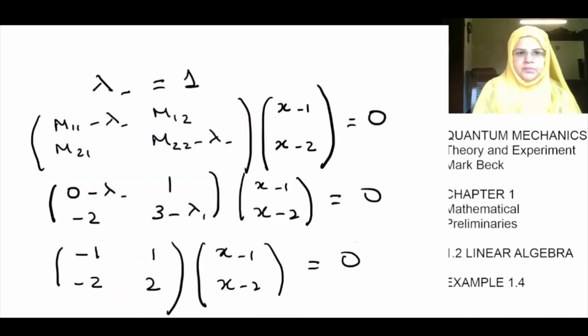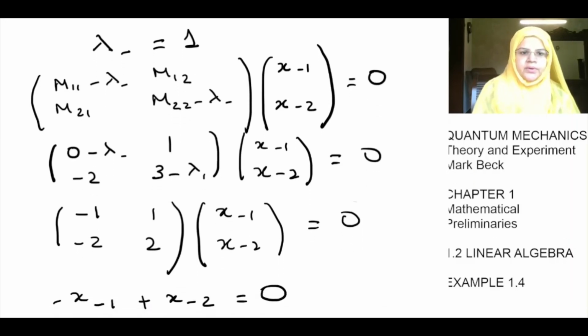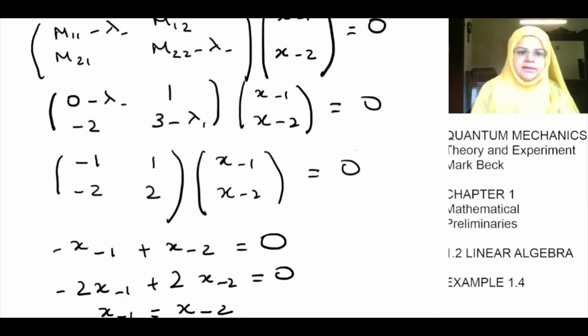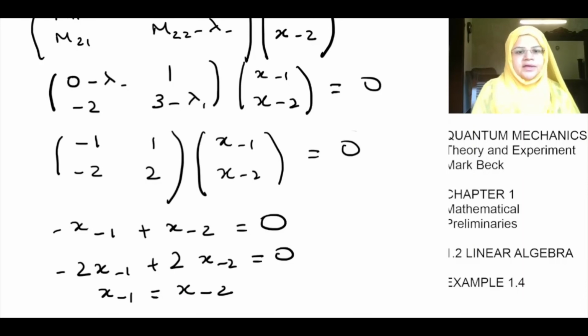If we repeat the procedure for eigenvalue lambda minus is equal to 1, we'll subtract the eigenvalue from the diagonal elements of the matrix. We are left with the 2 by 2 matrix with elements minus 1, 1, minus 2, 2. If we carry out the matrix multiplication with a vector with elements x minus 1 and x minus 2, we get two equations. Minus x minus 1 plus x minus 2 is equal to 0. Minus 2x minus 1 plus 2x minus 2 is equal to 0. Both these equations are the same. They give us a result that x minus 1 is equal to x minus 2.